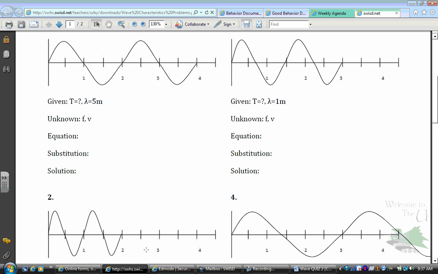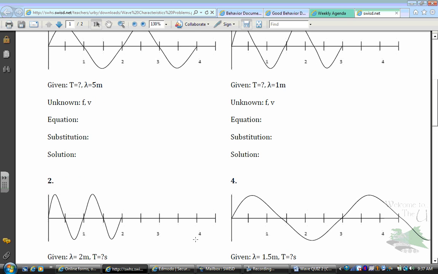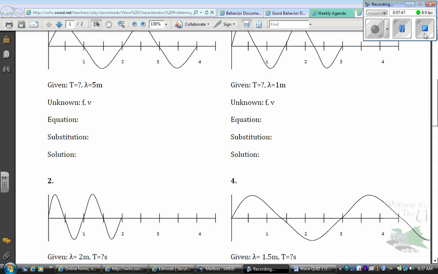You can see that there's different types of waves drawn here. Again, make sure that you get any help for questions before you leave so you can do well in your quiz tomorrow.